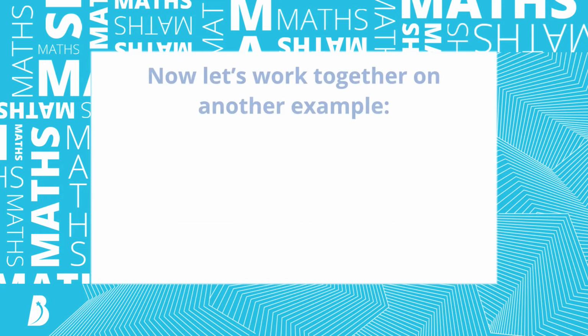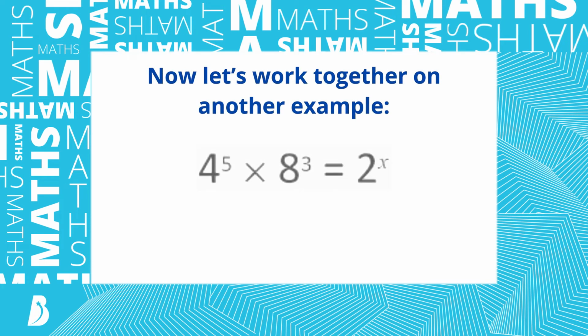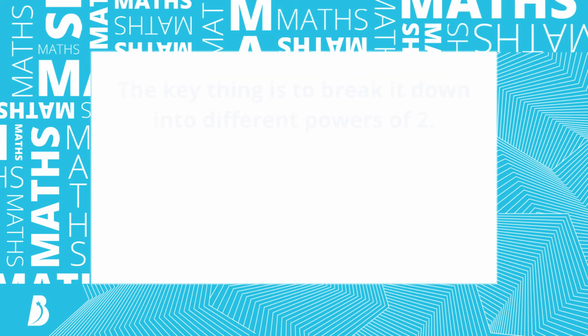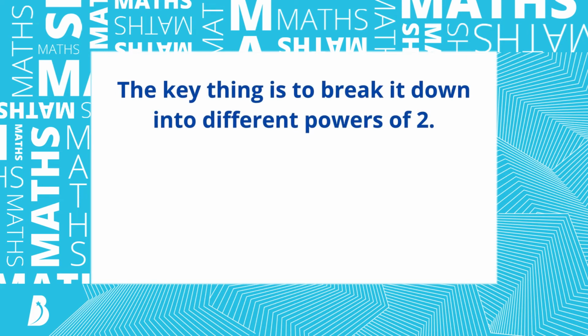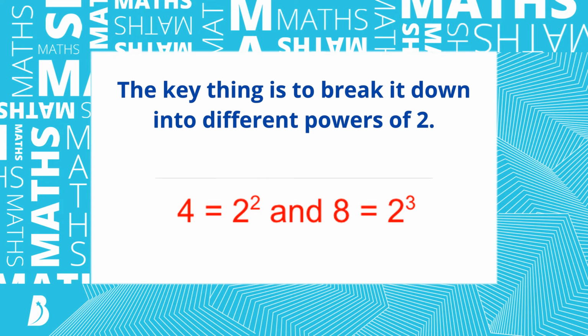Now let's work together on another example. Given that 4 to the power of 5 multiplied by 8 to the power of 3 equals 2 to the power of x, find the value of x. The key thing here is to break it down into different powers of 2. So we know that 4 is equal to 2 squared, or 2 to the power of 2, and that 8 is equal to 2 cubed, or 2 to the power of 3.